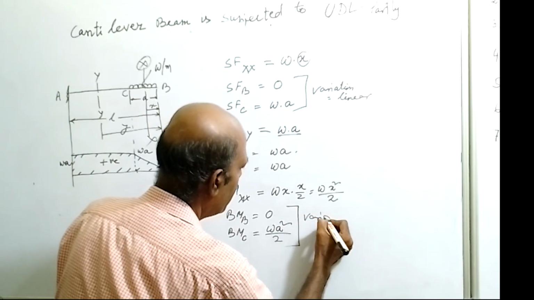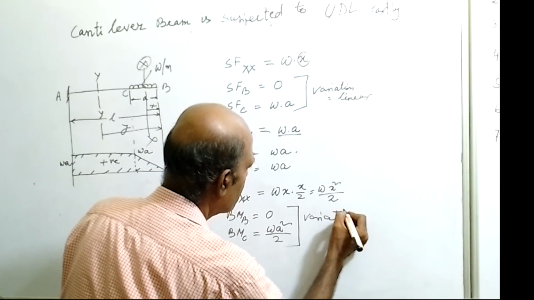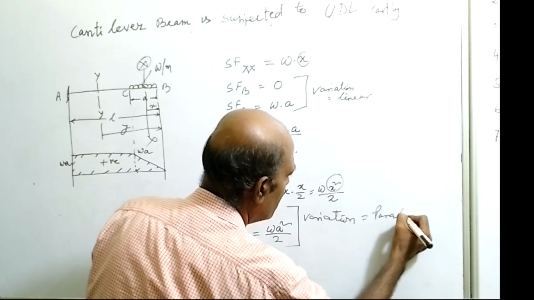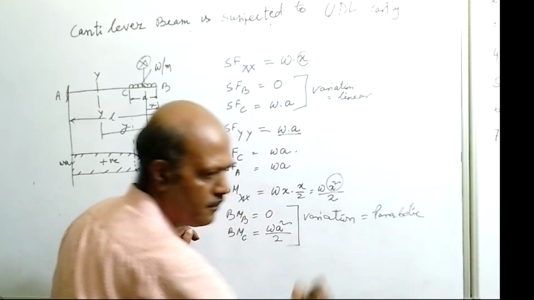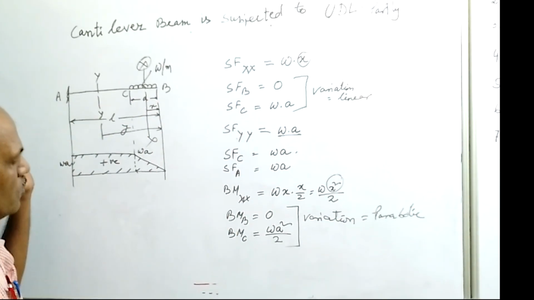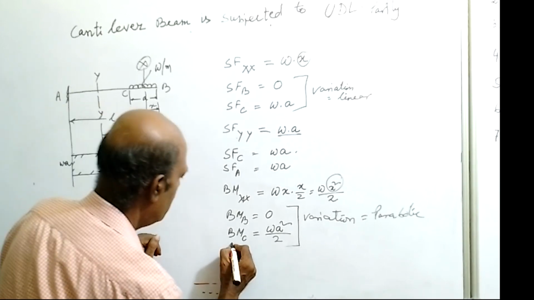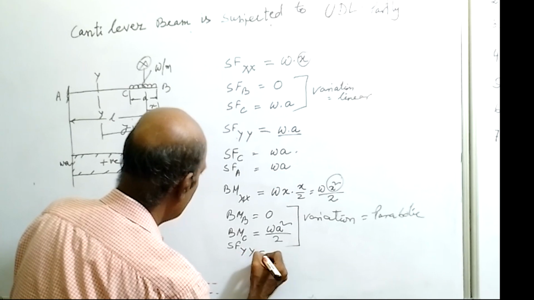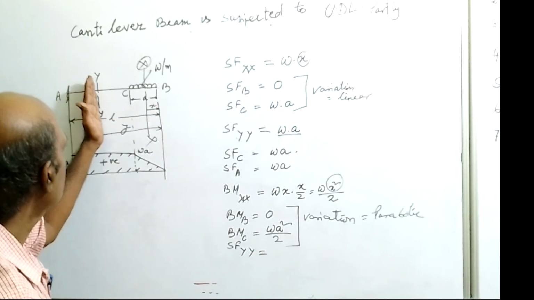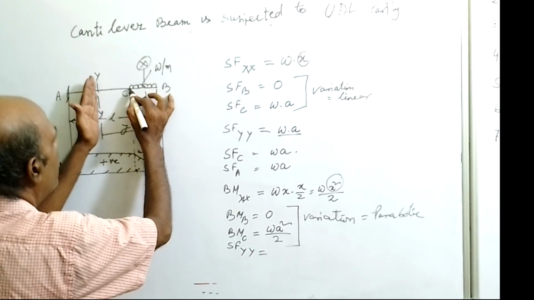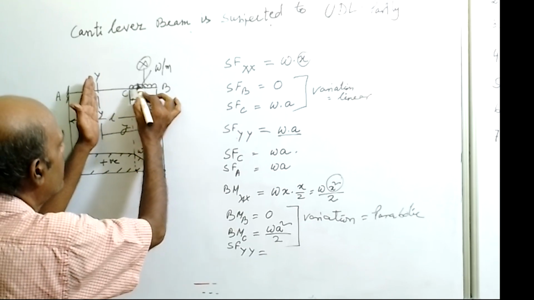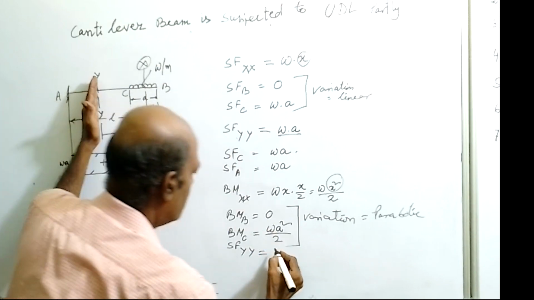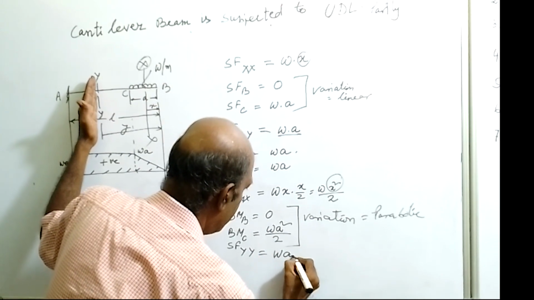What is the variation? The variation is with X square, that is a parabolic variation. Okay, and go to the YY section. So we'll form the equation for the shear force at YY. What is the shear force at the YY section? See, on the right side of the section, the total load acting is W into A. So we are writing W into A.